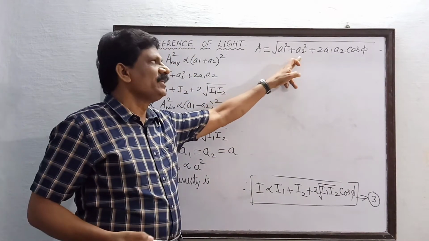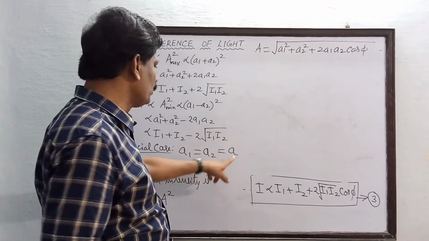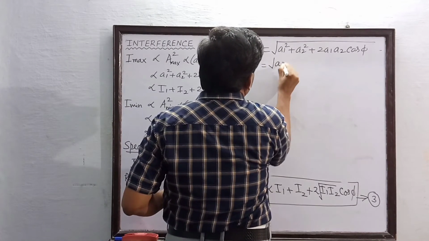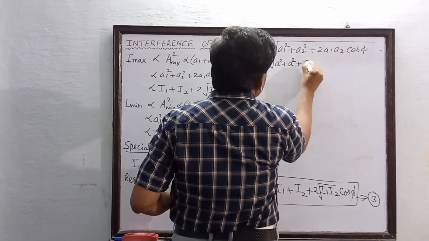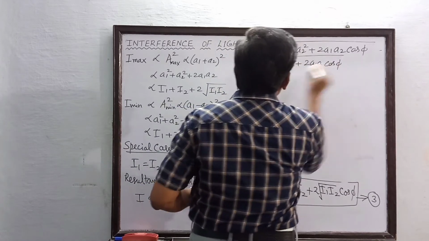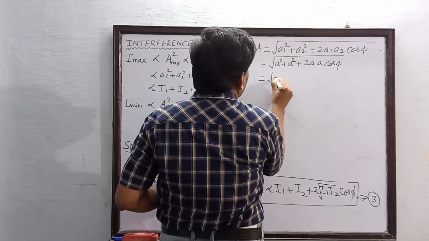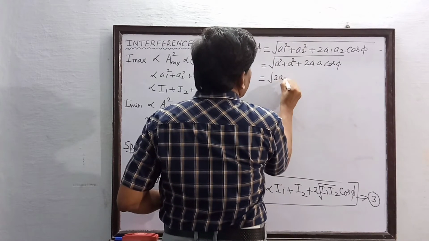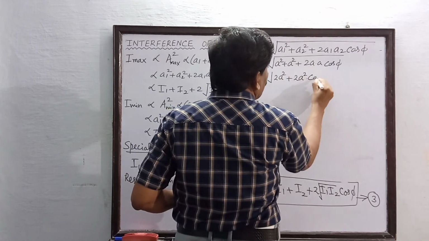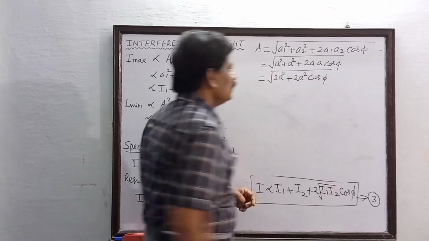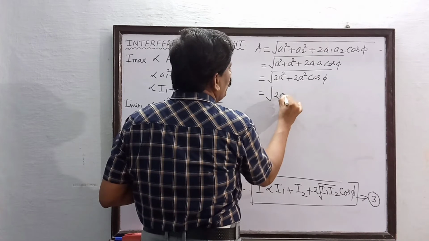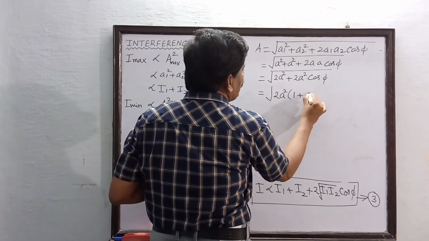Here I am going to substitute A1 equal to A2 equal to A as a special case. So this is now equal to square root of A square plus A square, which is 2A square, plus 2A into A, again 2A square, into cos phi. So 2A square is a common factor. So this is equal to square root of 2A square into 1 plus cos phi.